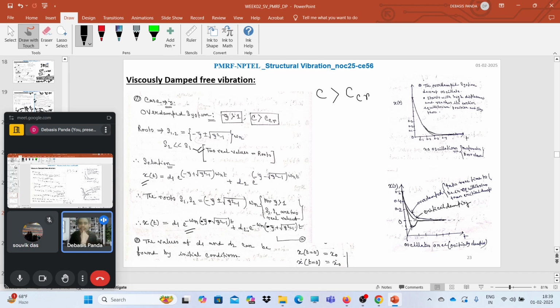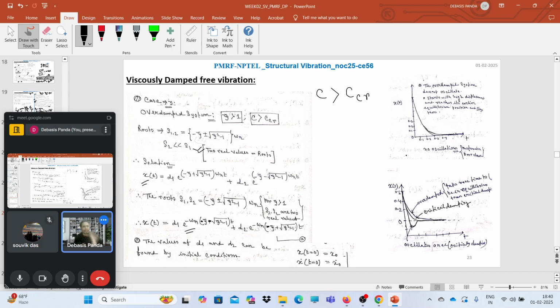Now d1 and d2, like the previous one, we can easily solve for using the initial conditions. Using the initial conditions, we can find the values of d1 and d2, and finally arrive at the general equation of motion. And it's also not harmonic. Okay, so oscillation will not occur. So response or motion will not be oscillatory for this system also.